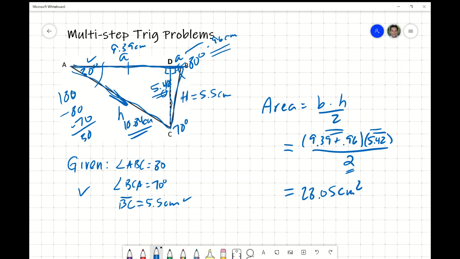Again, this is multi-step. It's a lot of different regular trig problems. We've got to be able to identify our usual opposite, hypotenuse, and adjacent sides. We've got to recognize that the 3 angles inside of a triangle equal 180 degrees, and we've got to set up all of our ratios right. Then at the very end we've got to find the area of the triangle correctly by identifying the 2 pieces that make up the base, multiplying that times the height, and dividing by 2, and we get the area there.